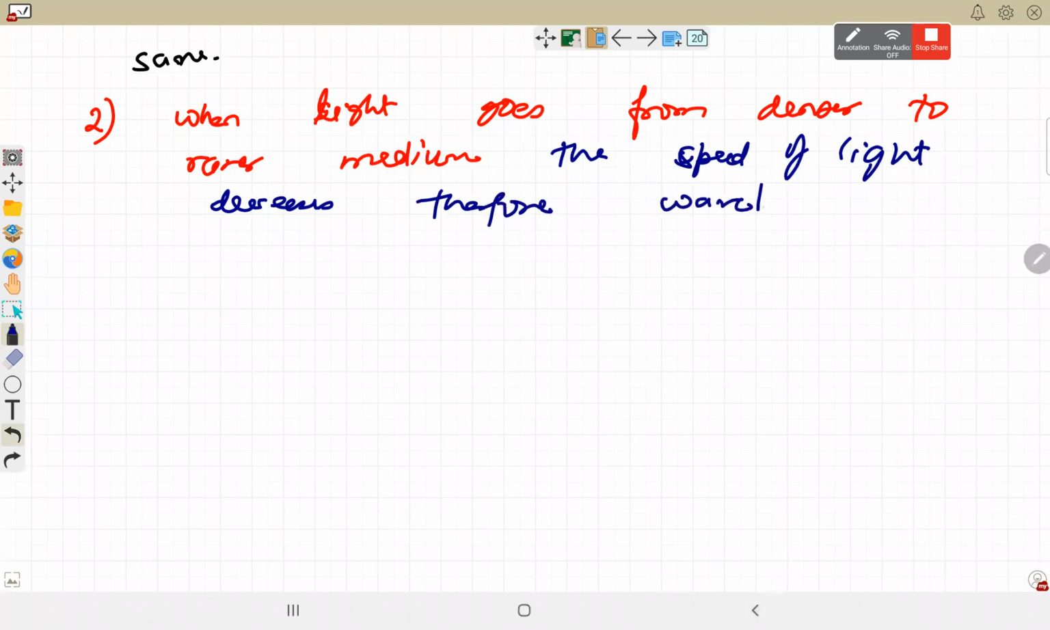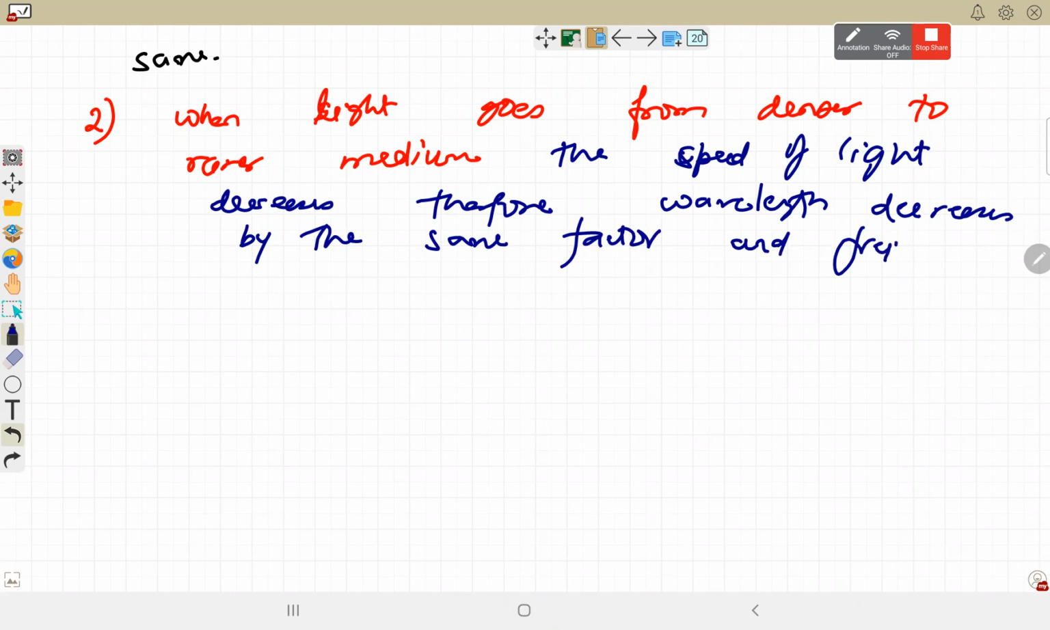wavelength decreases also. So इसका मतलब ये है कि जो रेड कलर की वेवलेंथ हवा में है वो वाटर के अंदर रेड कलर की वेवलेंथ नहीं होगी, it will change. Wavelength decreases by the same factor. And frequency remains unchanged.